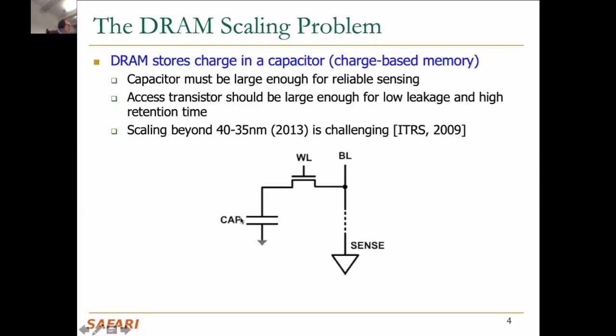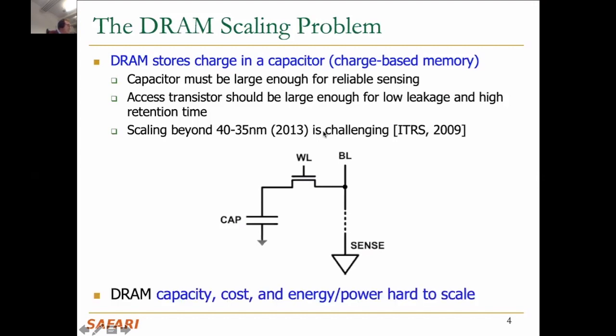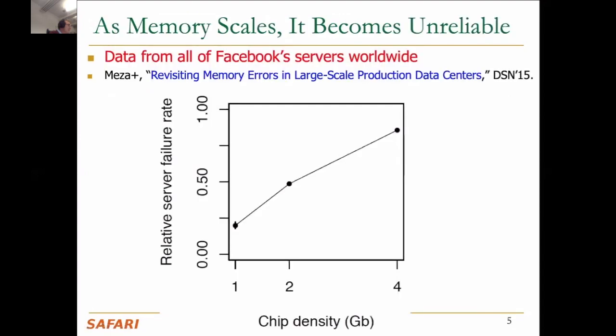Essentially, we're going to talk about DRAM. Like any other memory, DRAM has a storage device and an access device. Storage device is the capacitor, access device is the access transistor, and all of the other peripheral circuitry that makes everything else work. And for DRAM to work, for any memory to work, both of these things should work reliably, of course. But for DRAM, the capacitor must be large enough for reliable sensing, and the access transistor must be large enough for low leakage and high retention time. And ITRS has been predicting for a long time that scaling the DRAM circuitry below some nanometers is challenging. And that was true. And we actually did a lot of studies in terms of reliability of DRAM.